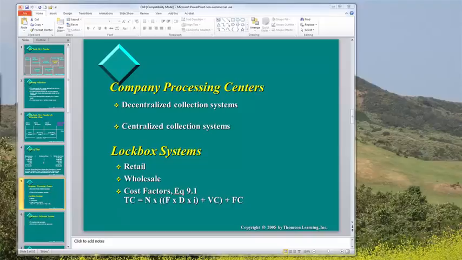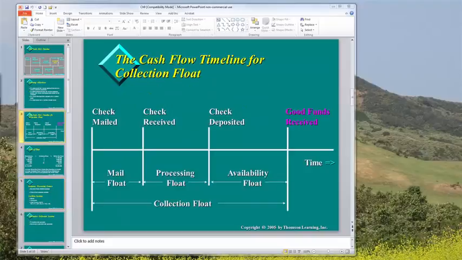And we want to stop and think about the relative attributes of decentralized versus centralized collection systems. What these terms mean is, do you have a lot of places where people mail checks to various locations that are closer to them? Or do you have all of the checks come to one centralized location, probably your headquarters? And in comparing the two, we need to think about these 3 components of our float: the mail float, the processing float, and the availability float.